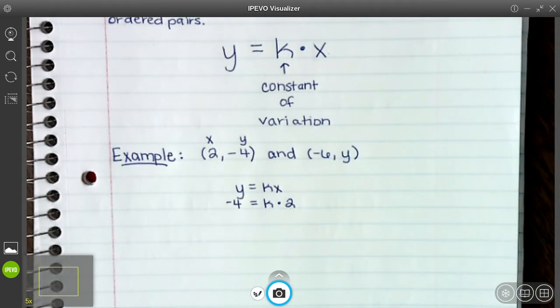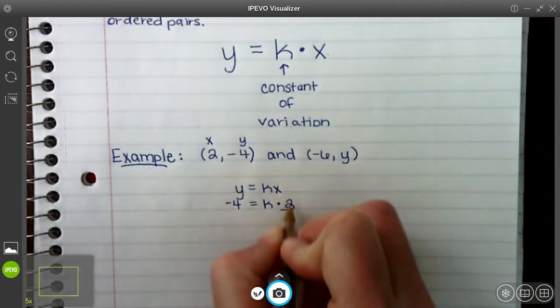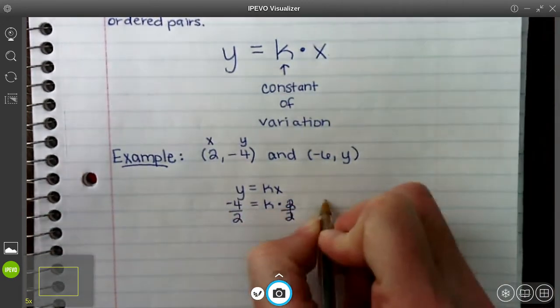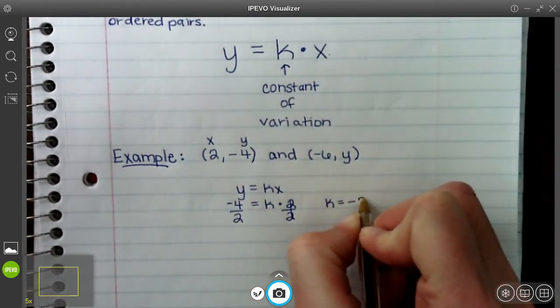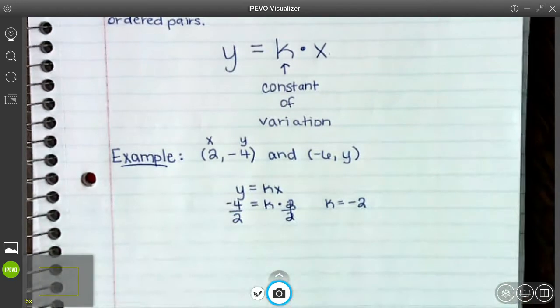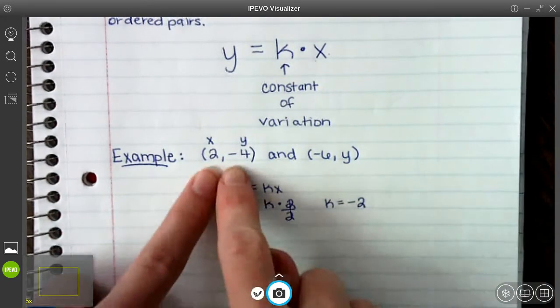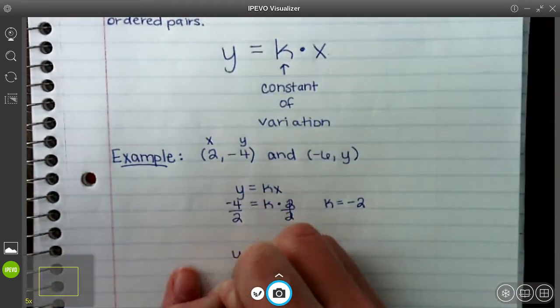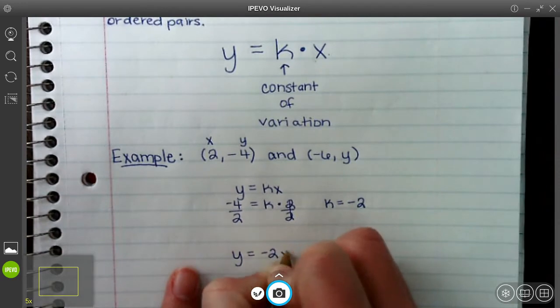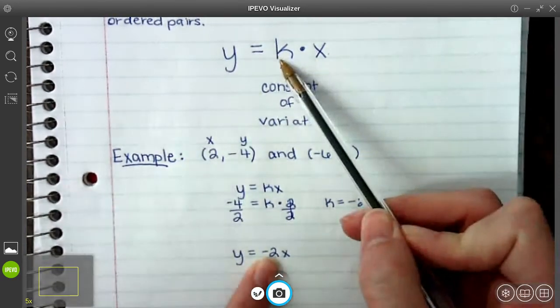So what's the opposite of multiply? We could divide both sides by 2. So k would equal what? -2? Because -4 divided by 2. So now what that has told us is that, if we know it's direct variation, this point represents the equation y equals -2x, because -2 we found was k.